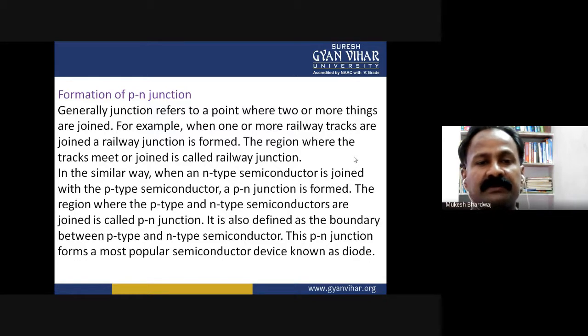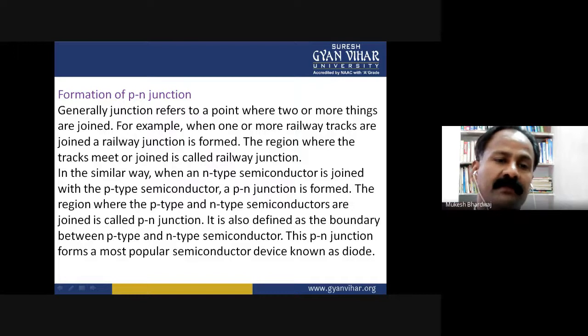Formation of p-n junction. Generally, a junction refers to a point where two or more things are joined, that is, the interconnection or joining of some point. For example, when one or more railway tracks are joined, a railway junction is formed. The region where the tracks meet or join is called a railway junction.